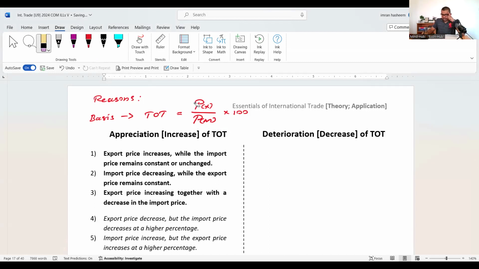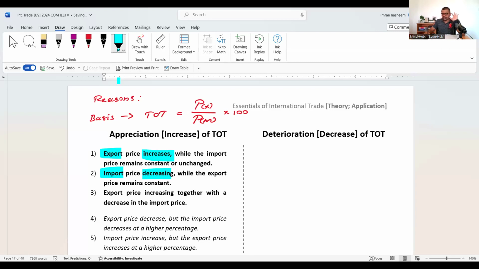Appreciation. The answer has to increase. Export price, obviously, so simple, has to increase. The numerator has to increase, while import price remains unchanged. Import prices unchanged. Import price is the denominator, with a negative relationship. We want the answer to increase, so it should decrease. So generally you can say export increase, import decrease.